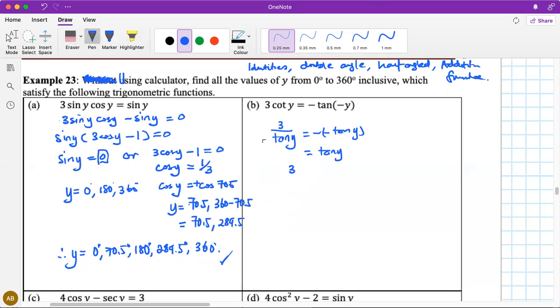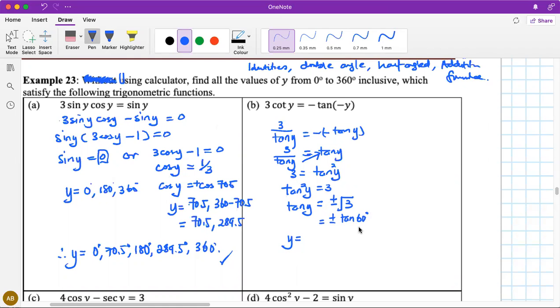Okay, so here you have 3 over tangent y. So we multiply, right? Cross multiplication. So you get 3 equals to tangent square y, right? So we rewrite this as tangent square y equals to 3. So if you want to find tangent y, you have to square root it, right? So square root it, you get plus and minus. So square root 3 is a special angle, okay? Right, so it is plus minus tangent 60 degree.